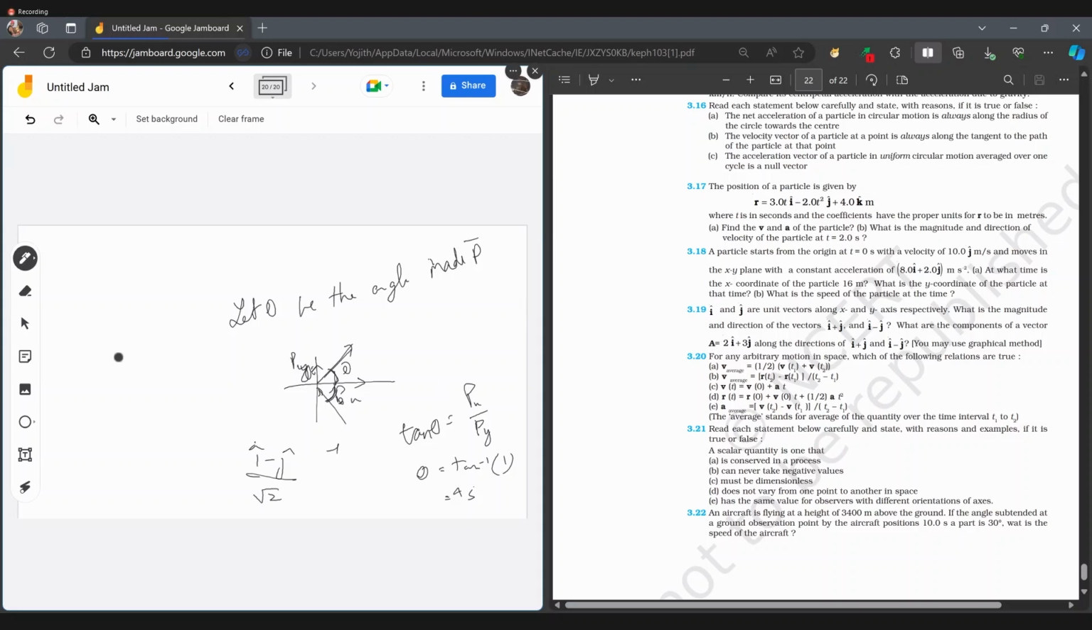Now, what else did he say? A bar is equal to 2 i cap plus 3 j cap. So the magnitude of A bar is root over 13. Now, let us take the angle as theta. Theta will be tan inverse of 3 by 2. This is equal to 56.31 degrees.